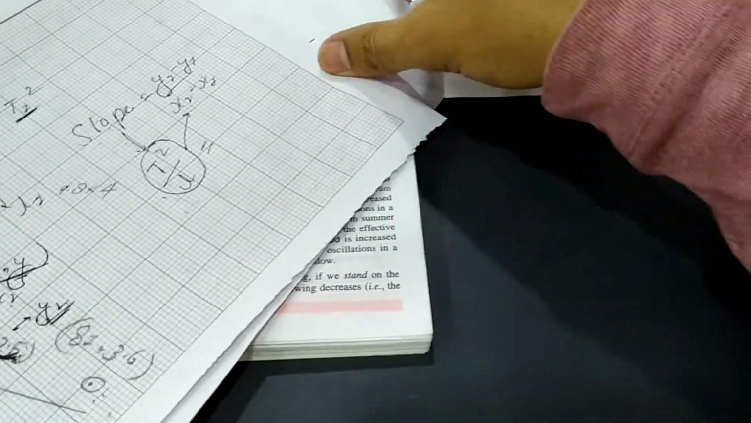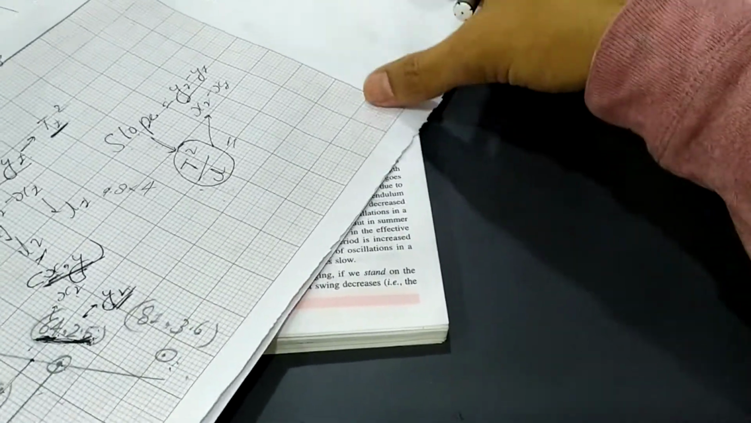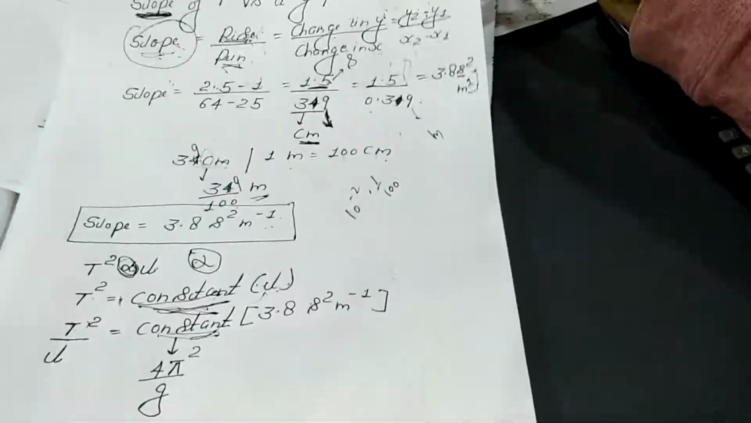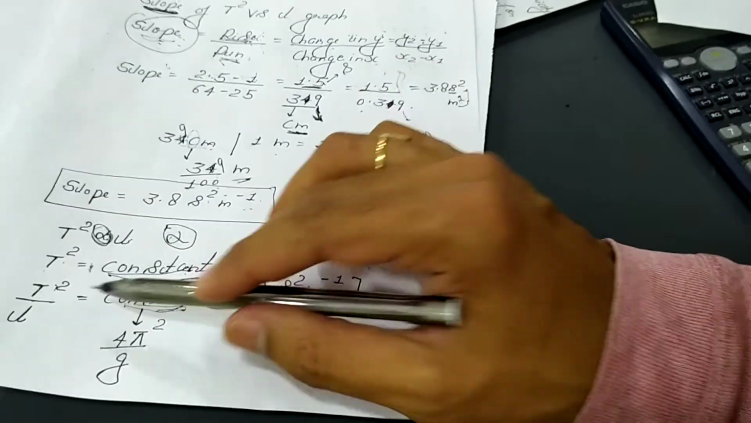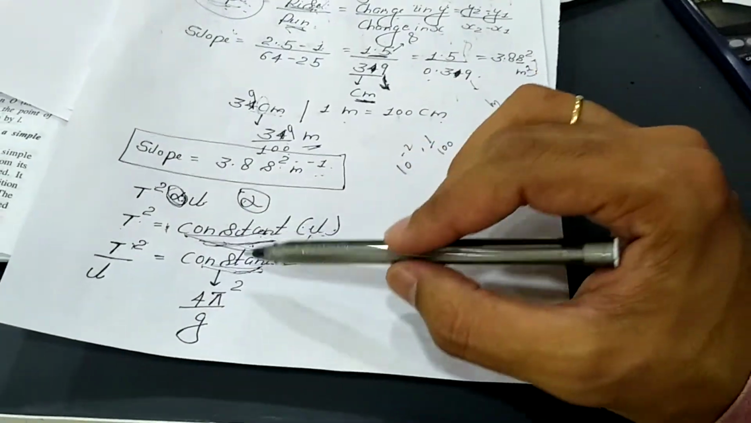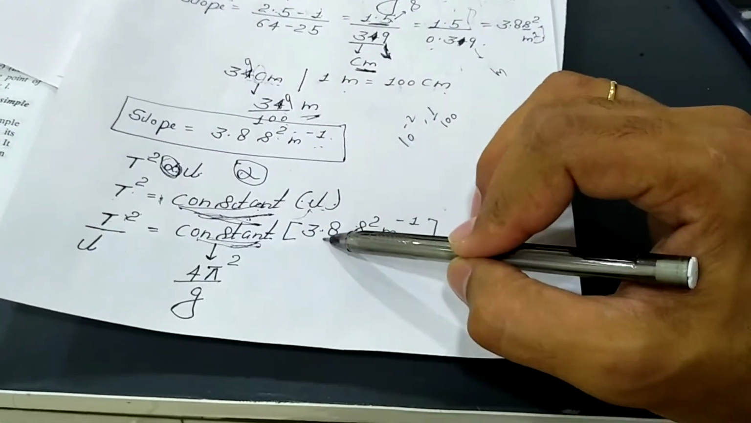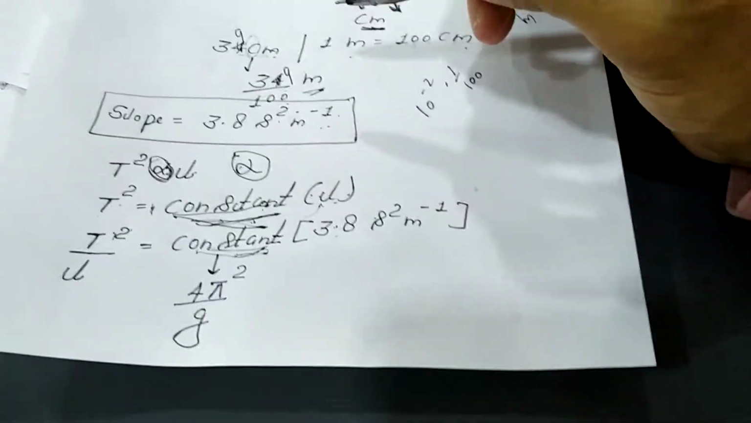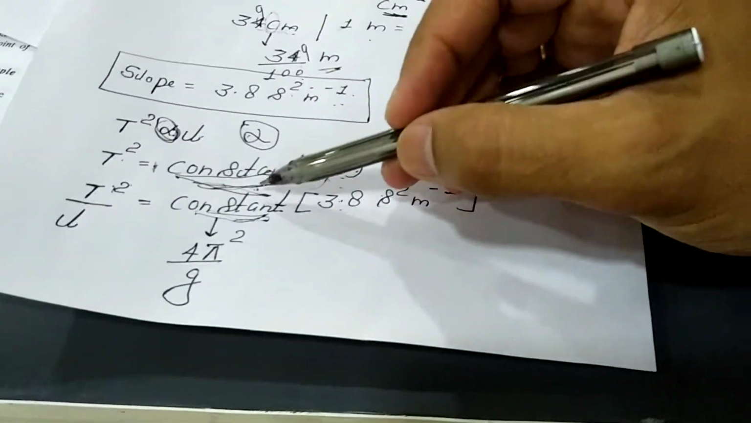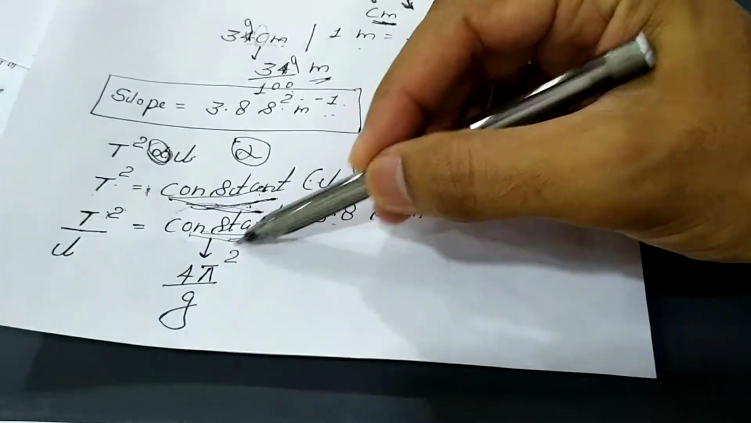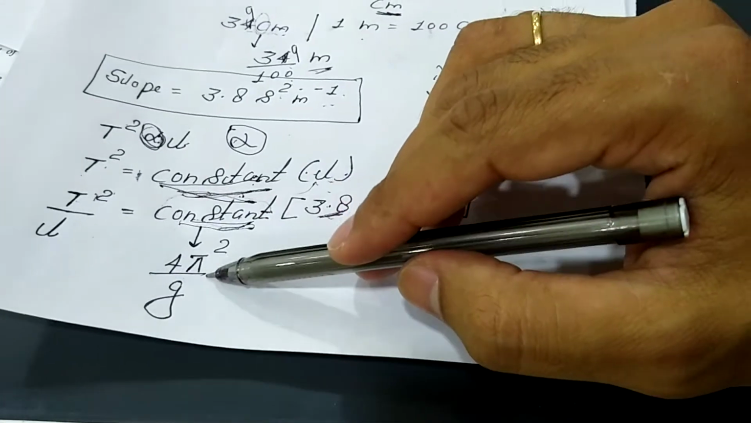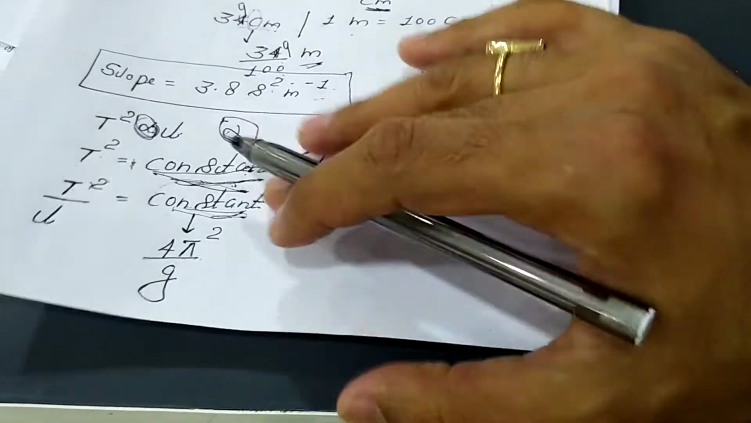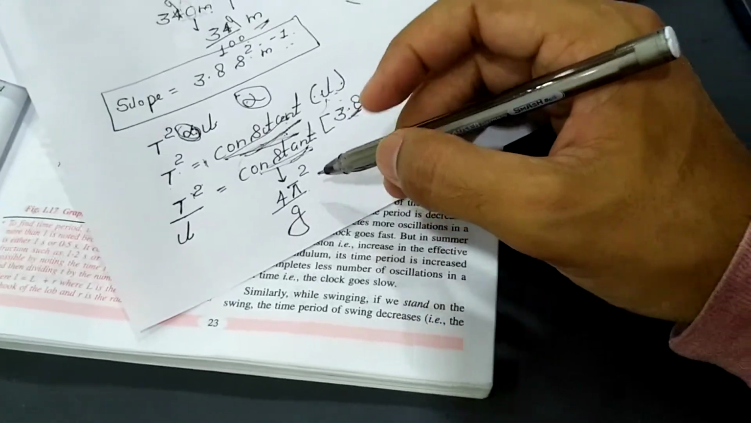So what was the value which came? The value which came was 3.8 second square per meter. So this is the value of t square upon L. So t square upon L is equals to constant, and that constant's value is 3.8. Now guys, I am going to tell you something. This constant, this 3.8, is equal to this value. Now if you want to calculate this value, you can easily calculate. This is 4 pi square upon g.